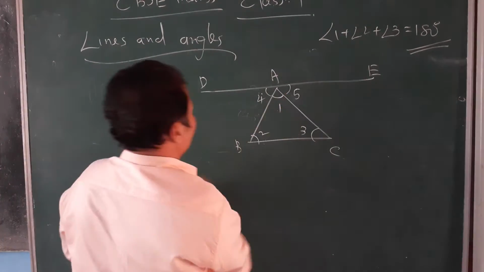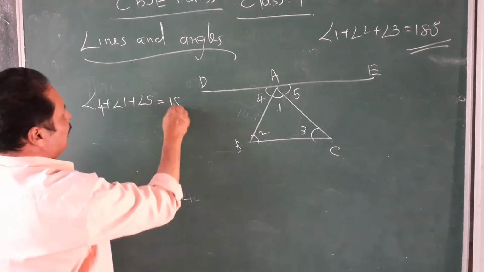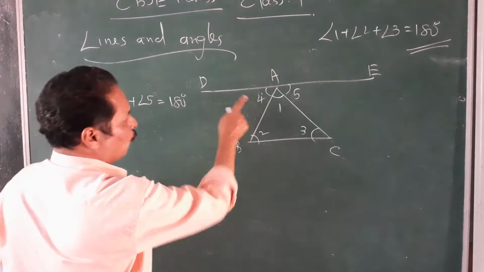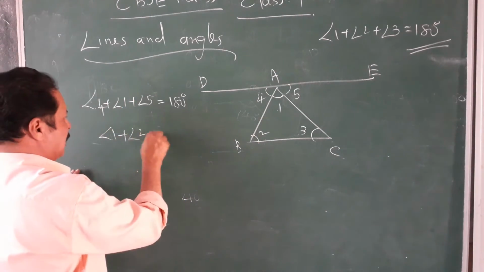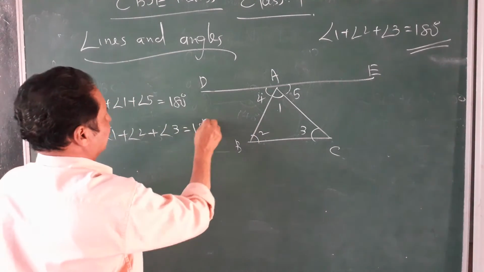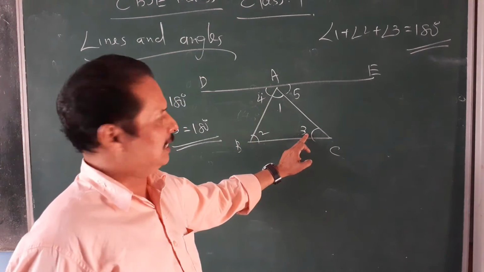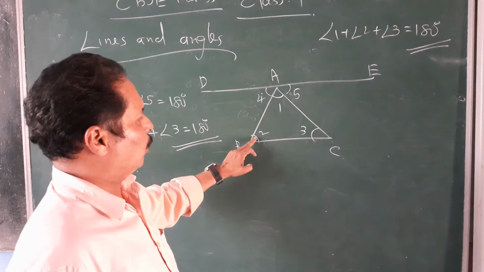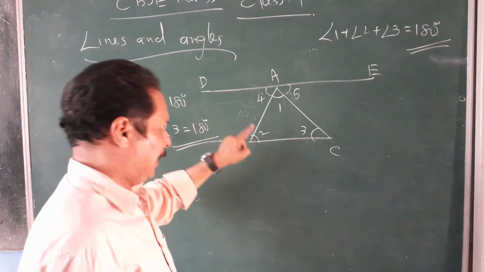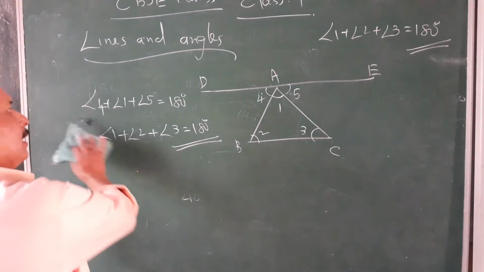And look at this. Angle 4 plus angle 1 plus angle 5 form a linear pair. It is 180 degrees. Then you substitute 4 equals 2 and 5 equals 3. So angle 1 plus angle 2 plus angle 3 equals 180 degrees. We wanted to prove the sum of these three angles is 180 degrees. Since 4 plus 1 plus 5 is 180, that means 2 plus 1 plus 3 is 180 degrees. That is, the sum of angles of a triangle is 180 degrees.